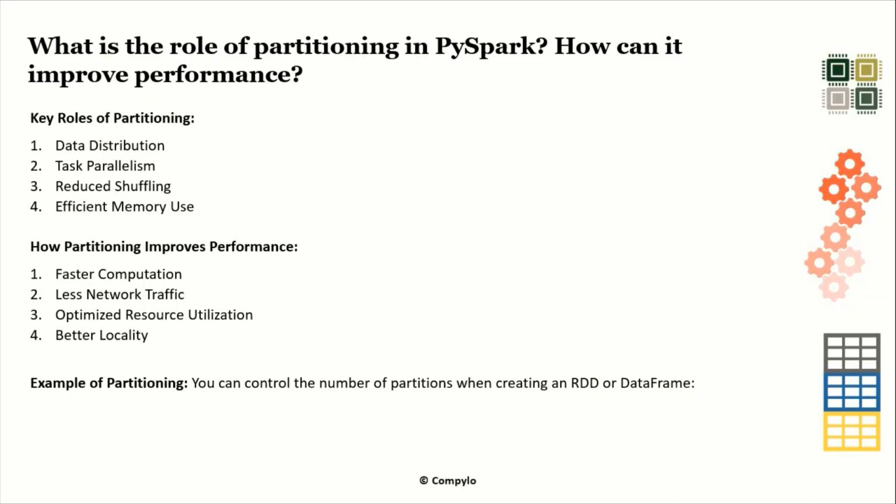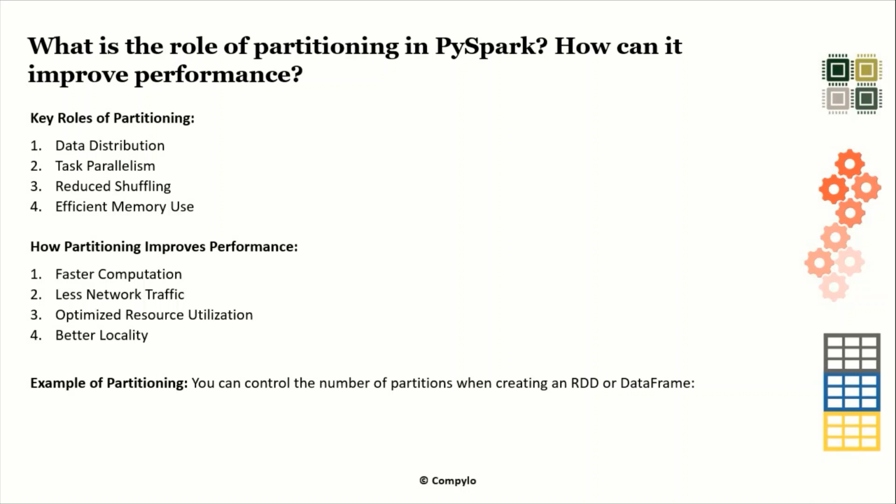The third point is optimized resource utilization. When partitions are balanced in size, it allows Spark to evenly distribute the workload among the executors. This prevents some nodes from being overloaded while others are underutilized.